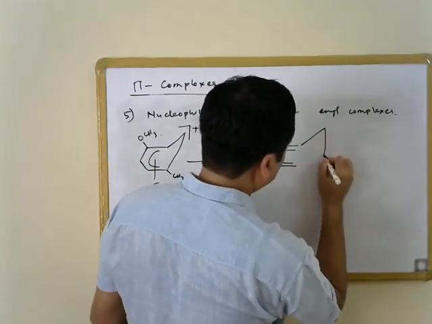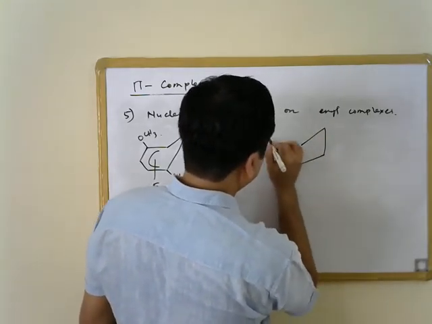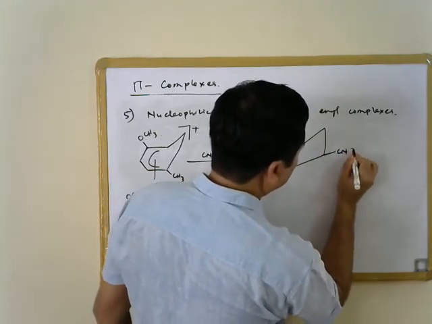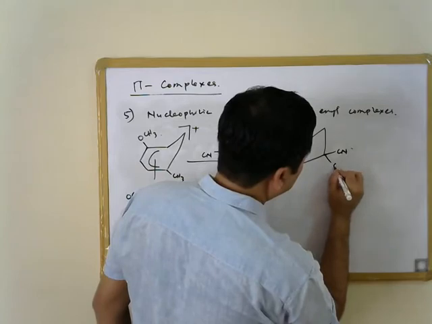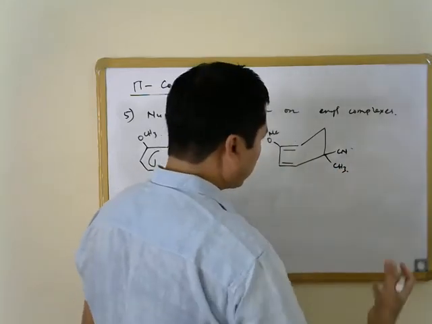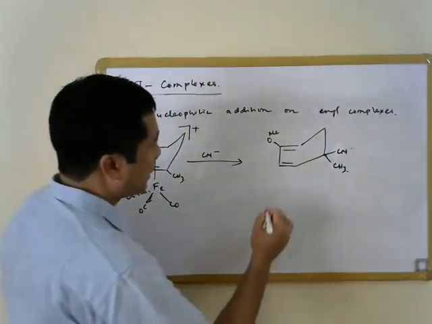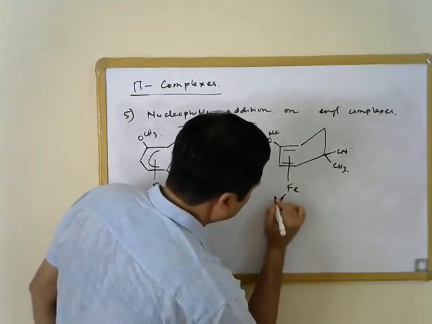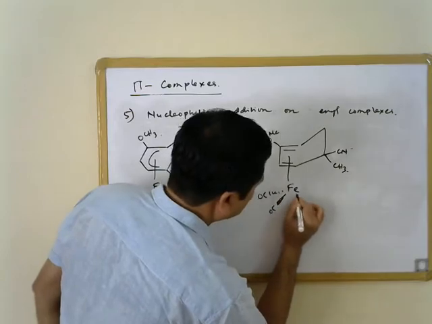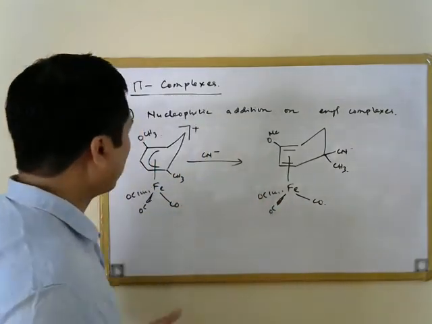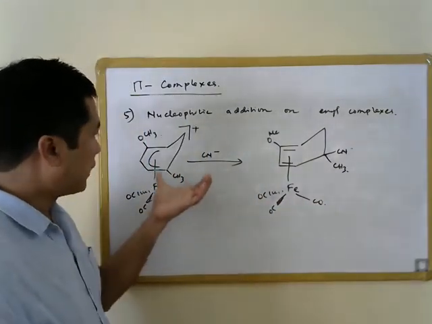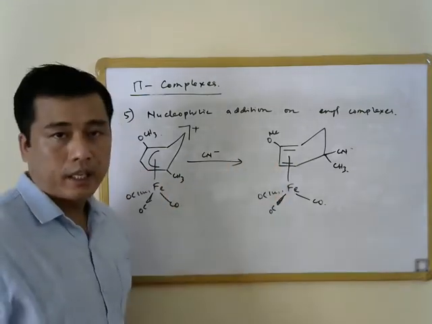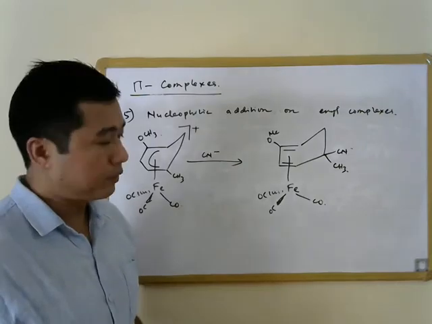So then this is OMe, and this is where the nucleophile comes and attacks, and it will come of course from the opposite side of the metal, and this sort of a complex is formed. After the nucleophilic attack on the enyl complex here, it transforms into an olefin complex of this sort.